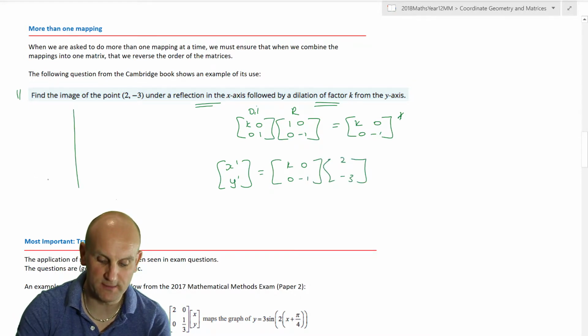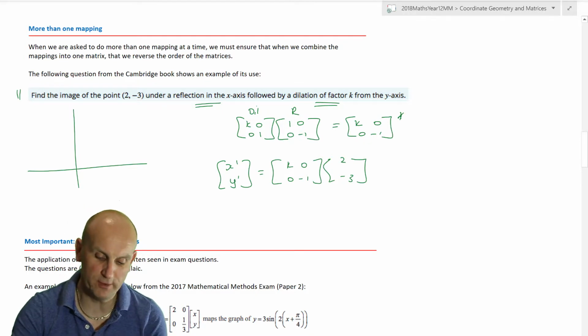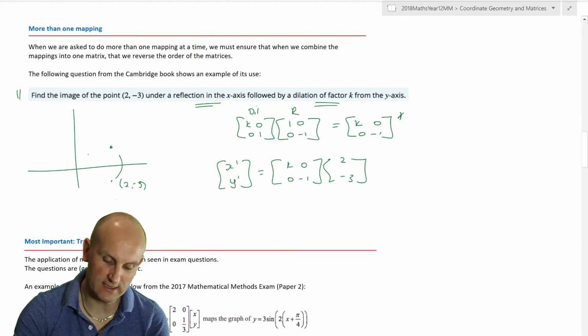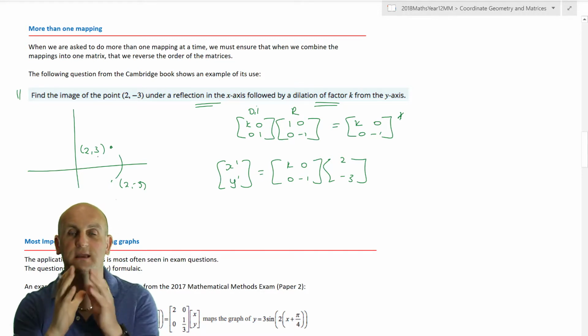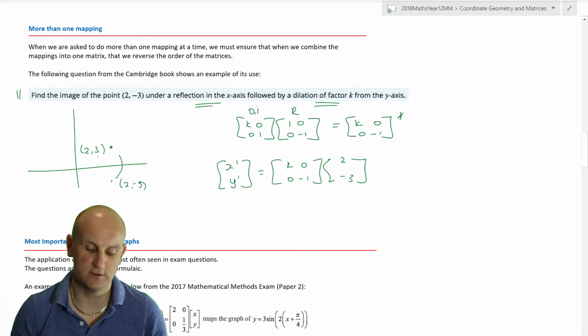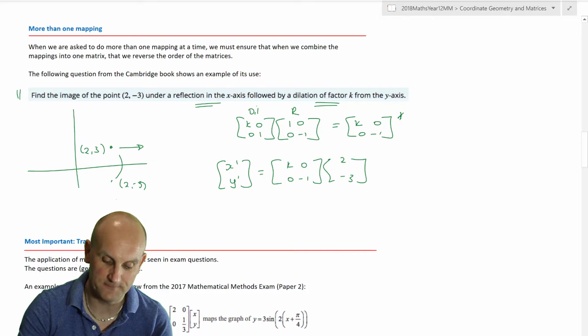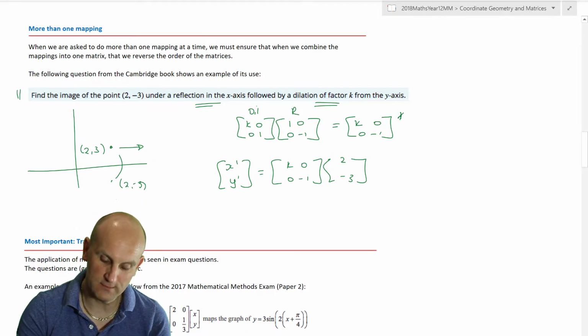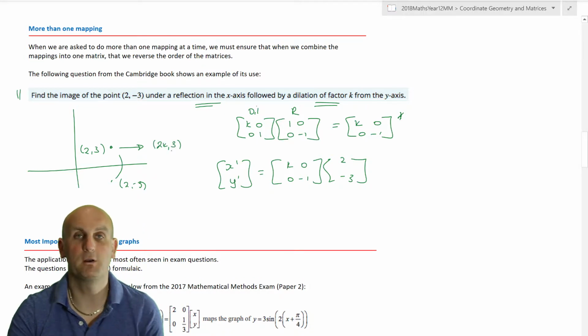Let's just draw a quick diagram here to see what should happen. So I've got the point 2, minus 3. Reflection in the x-axis means it's going to move to this point here, which is going to be 2, 3. And then a dilation of factor k away from the y-axis means it's going to move it that way, assuming k is greater than 1. It's going to change my x value, so it's going to become 2k, comma 3.